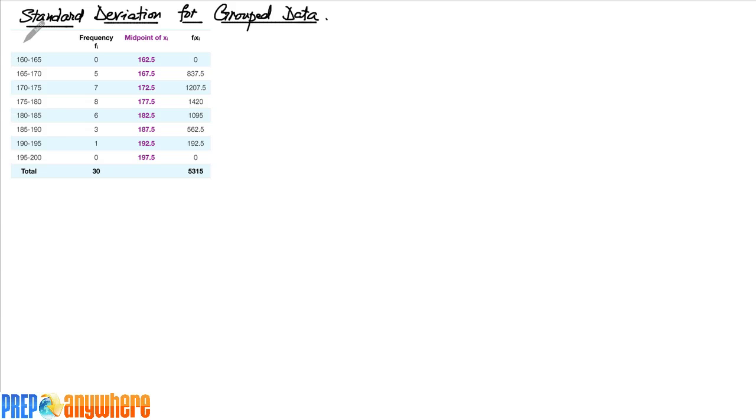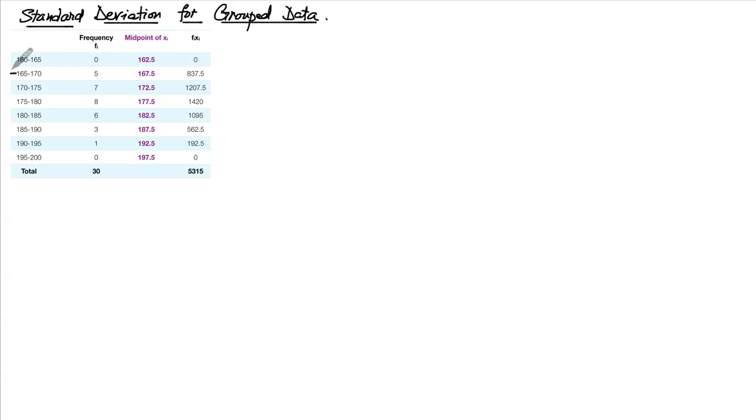In this lecture, we're going to discuss finding the standard deviation when your data has already been grouped for you, i.e., the data has already been placed into equally spaced bins. The data set that I have here is the one where we had sampled 30 males from the city of London, and they have been binned in intervals or bin sizes of 5 centimeters.